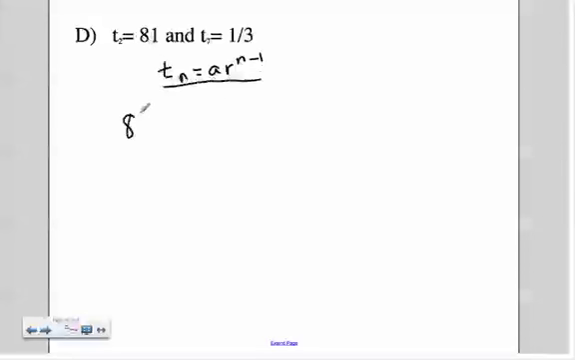So the answer is 81 when n is 2. So n minus 1 becomes 2 minus 1. So 81 is AR to the 1, and I'm not going to bother putting the 1 because no exponent is automatically 1. 1/3 is the answer when n is 7.